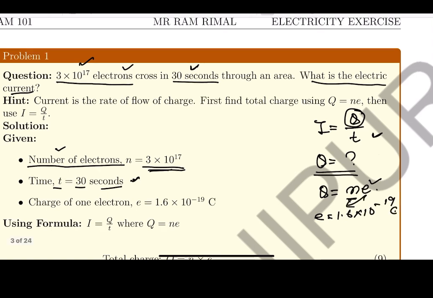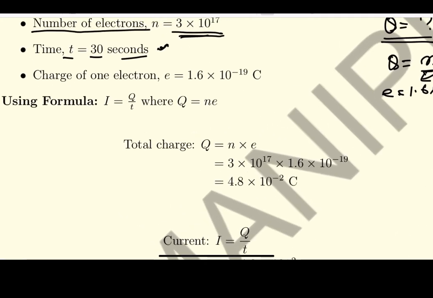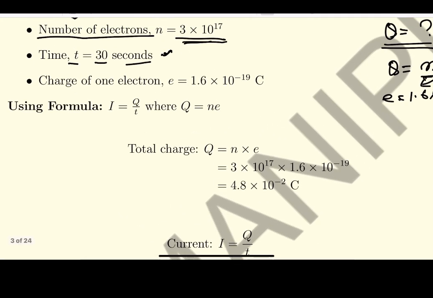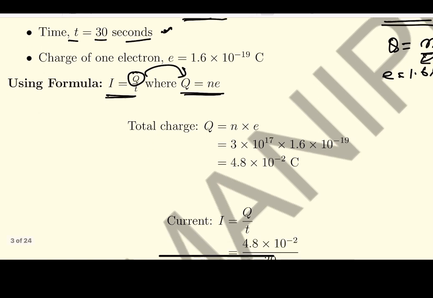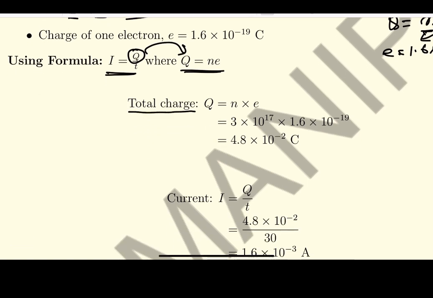So we will use 2 formulae in these questions. One is I is equal to Q by T, and another is to find out the value of Q, we'll use Q is equal to NE. So what will be the total charge? First let's find out Q. Q will be equal to NE. What is N? N is 3 into 10 to the power 17, given in the question. What is E? 1.6 into 10 to the power minus 19. If you multiply these two, you will get 4.8 into 10 to the power minus 2 coulomb.